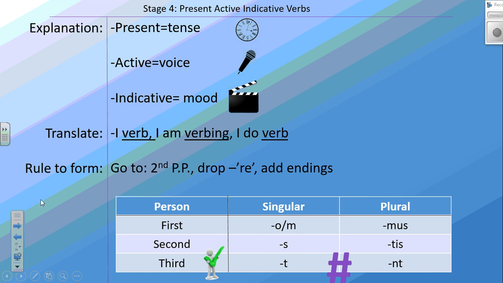So you can hear a little rhythm there, right? -o or -m, -s, -t, -mus, -tis, -nt. I know that's a little annoying. Recite it over and over again. You want this drilled into your brain. Trust me, your Latin life's going to be much easier if you memorize these endings. But in the meantime, we will be putting them on our charts in class.